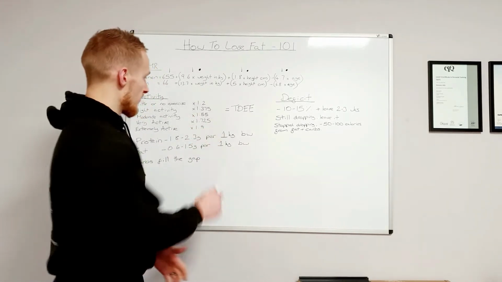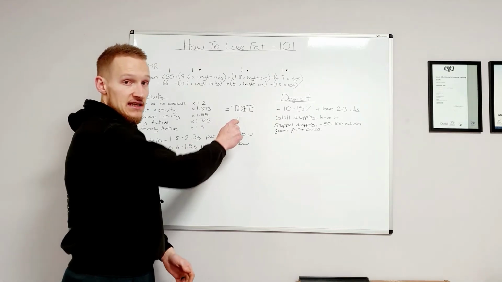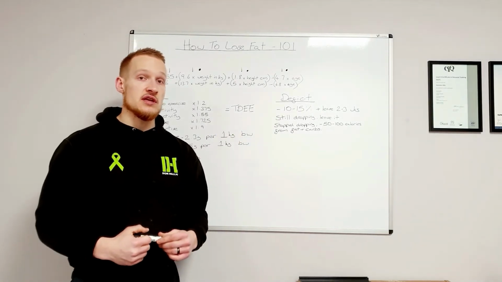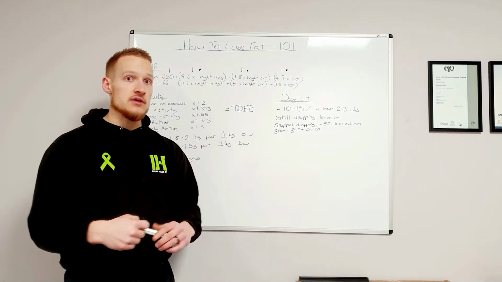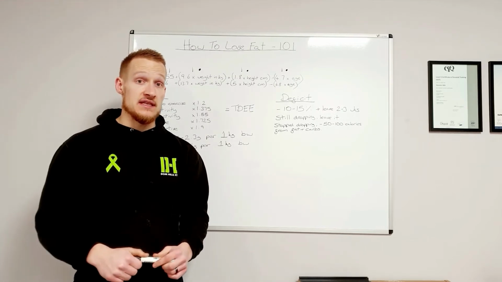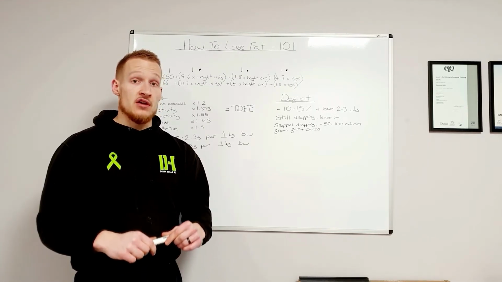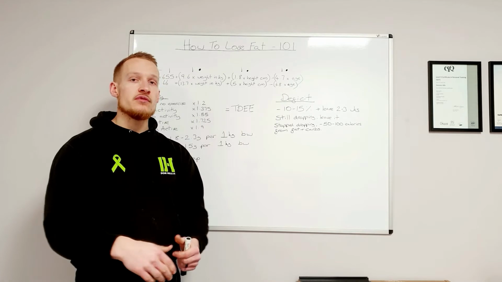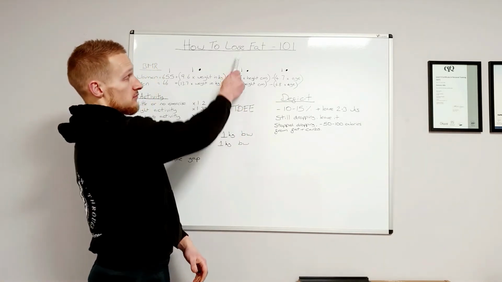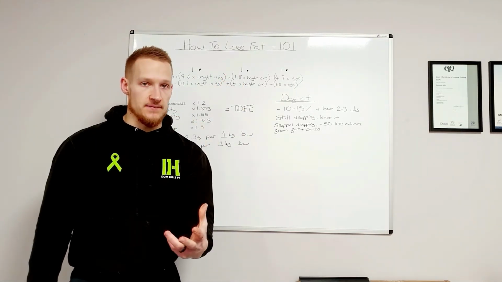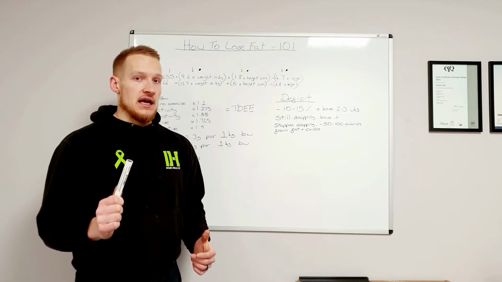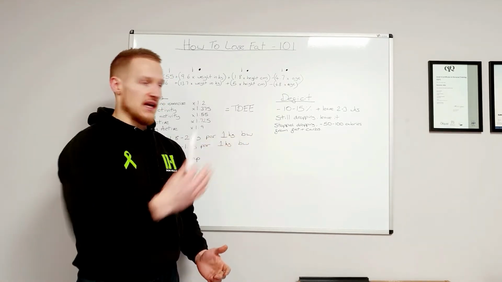So once you've got that figure, that is your TDEE, that is your total daily energy expenditure, there we go, the amount of calories you need to maintain your weight, okay, for what you're currently doing. Now obviously if we want to lose fat, we need to be in a calorie deficit, okay? So how do we do that? Well, we need to take some calories off.